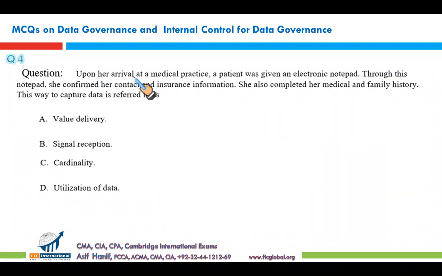Upon her arrival at a medical facility, a hospital most probably, a patient was given an electronic notepad. Through this notepad, she confirmed her contact and insurance information. Her information was already there. She just confirmed her number and her address, her contact and insurance information. She also completed her medical and family history. This way to capture the data is referred to as, not utilization, it is signal reception.